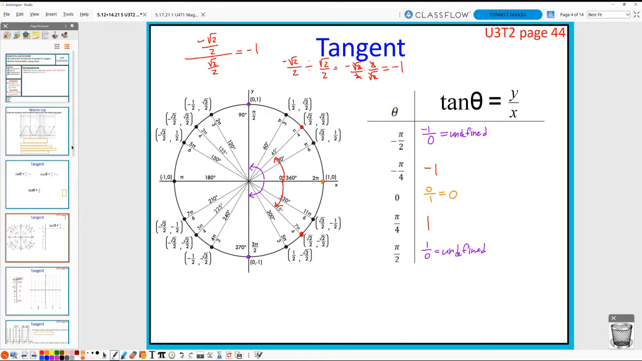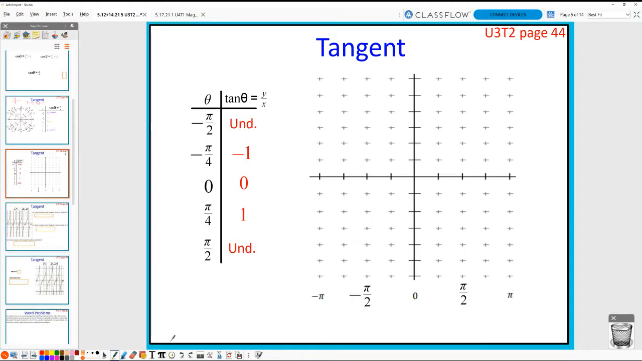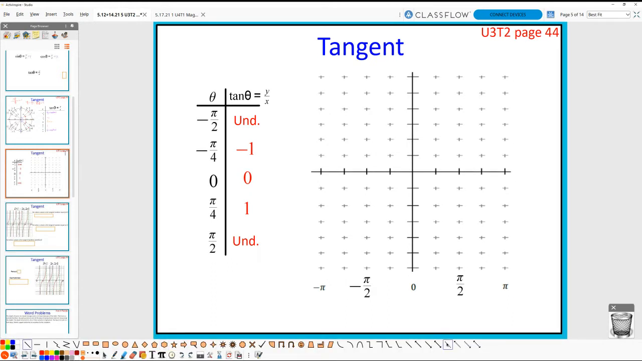Okay, so with all that, we're now going to move into actually graphing our values. So let me go ahead and put in my asymptotes, because that's what it means. At -pi/2 and pi/2, it's undefined. You can't have a number there. You can't have any actual value. That's what it's saying.